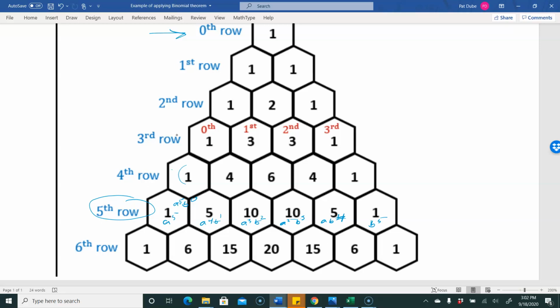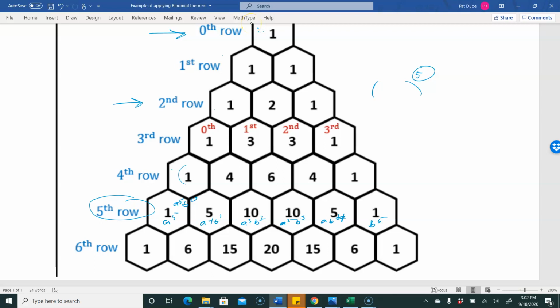If you have something raised to the 5th power, you go to the 5th row, remembering to start counting at row 0 if you have the whole triangle in front of you. And if you want to check that, remember what the pattern is for something squared. If you start counting with 1, it shows up in what's the 3rd row. You have to start counting with 0.